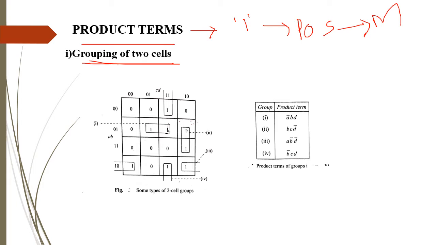If you group 2 cells, then you are going to get 3 variables corresponding to a 16-cell K-map. If you group 4 cells, then you are going to get 2 variables, and if you group 8 cells together you are going to get 1 variable. So first, grouping of 2 cells means you are going to get 3 literals.